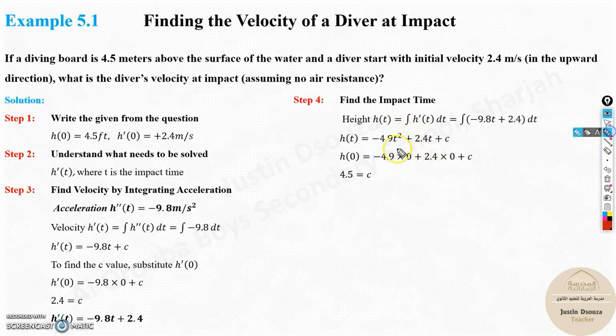Anything that is having t will cancel. This cancels. It's 0, 0. 0 plus 0 is 0. C is equal to h of 0, that is 4.5.